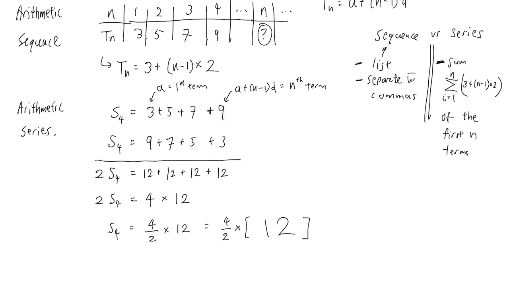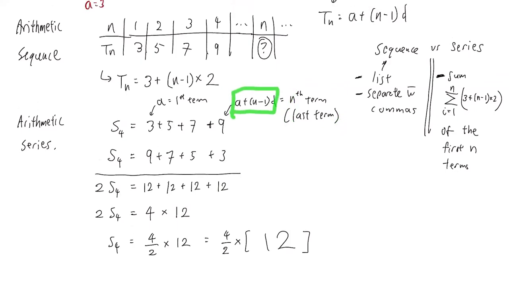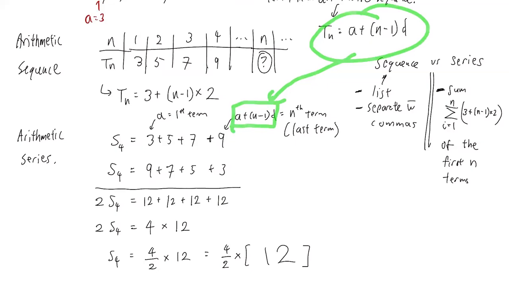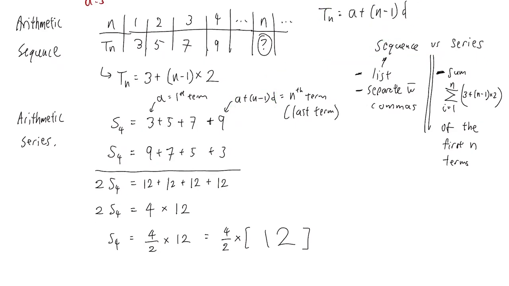Is that okay? The last term is the same as the nth term. And the expression for the nth term is always a plus n minus 1 times d. That formula there. So that means we can always rewrite this 12 as first term plus last term, which can be split as 3 plus 9. But how do we obtain 9 in the first place?